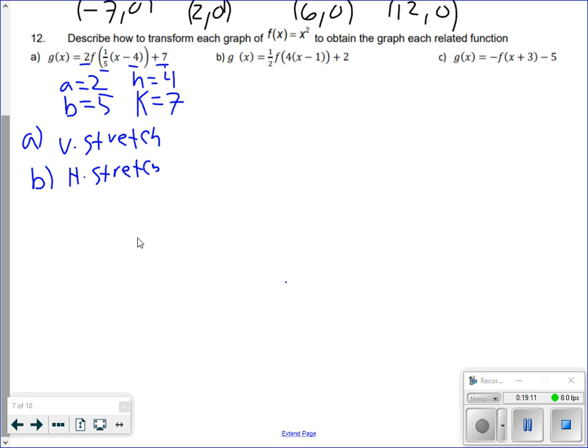That's a very ugly H. Horizontal stretch. My H, that's telling me we're going to the right by 4. And my K is telling me we're going up by 7.